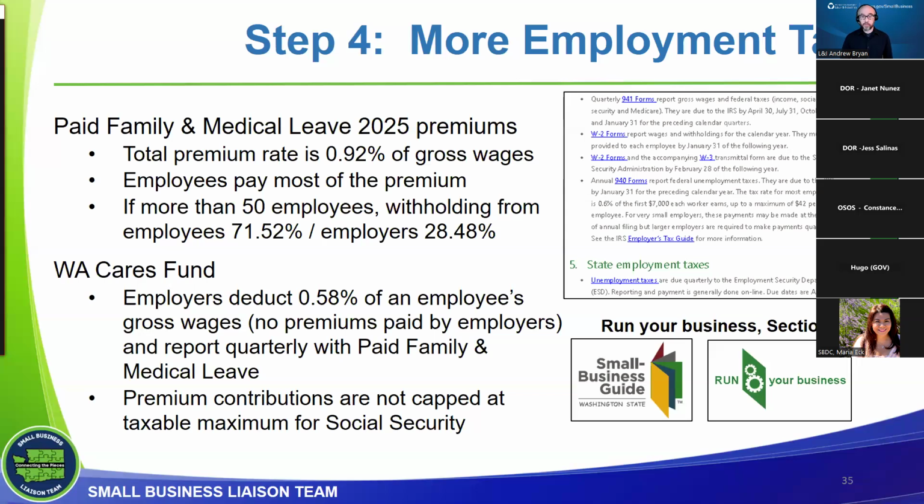of an employee's gross wages. So a simple way to calculate that would be their gross wages times 0.0058, and that will equal the total premium for that employee. Note that unlike paid leave, premium contributions are not capped at the taxable maximum for Social Security.